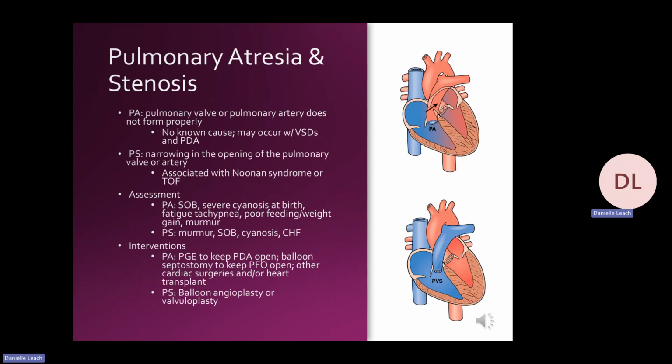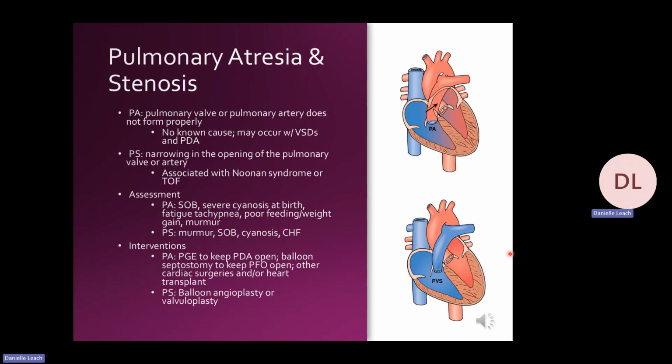So we have pulmonary atresia and pulmonary stenosis on the same slide here because they are a little similar, one just a little worse than another. Pulmonary atresia, or on here it's PA for short, is where the pulmonary artery or the pulmonary valve does not form properly. So here it's a little confusing on this graphic, but if you can picture either the pulmonary valve not being there or being malformed, or even the entire pulmonary artery not being there or not formed properly. So basically, we're not having any blood that's able to go to the lungs in a normal fashion.